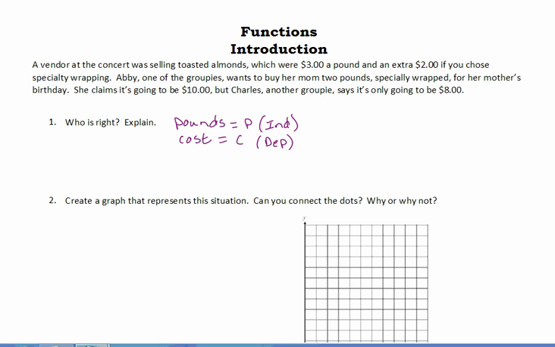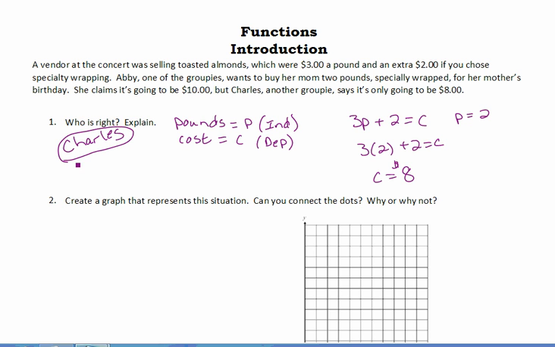Now I'm going to go ahead and write this equation. I know it's $3 per pound plus the extra $2 for the specialty wrapping is going to be my total cost. I also know that she wants 2 pounds. So the pounds are 2, which means I'm going to take that 2 and plug it in over here. So I know that the cost is going to equal $8. Who was right? Charles. Charles is right. I'm not going to explain because my algebra explains it. My equation explains it in algebra terms.